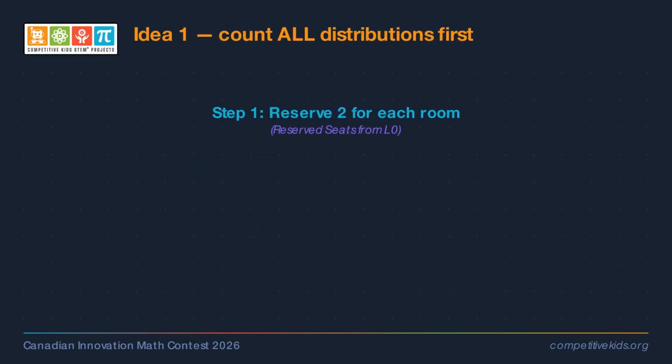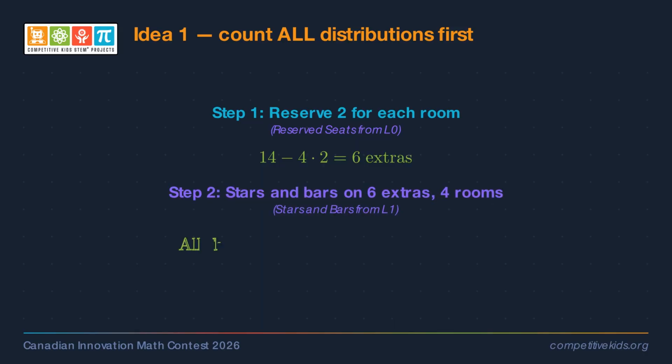First, reserve 2 for each room. That is the reserved seats move from level 0. 14 minus 4 times 2 equals 6 extras. Step 2. Stars and bars on 6 extras across 4 rooms. That gives 6 plus 3, choose 3, which is 9 choose 3, which equals 84. That is the total count of all distributions before the twist.